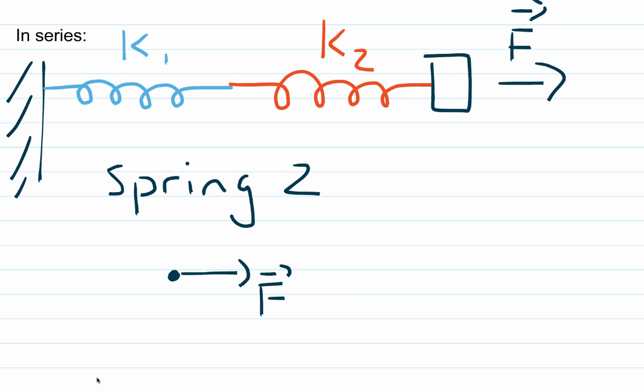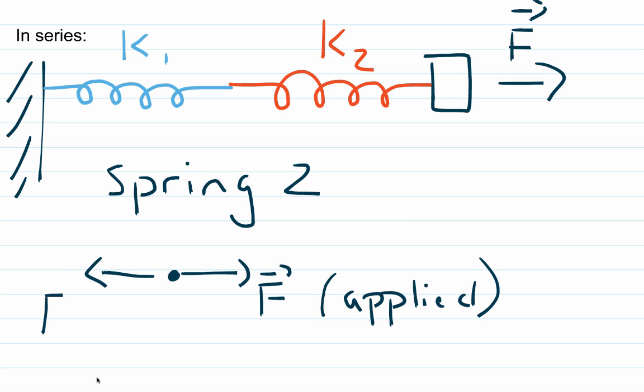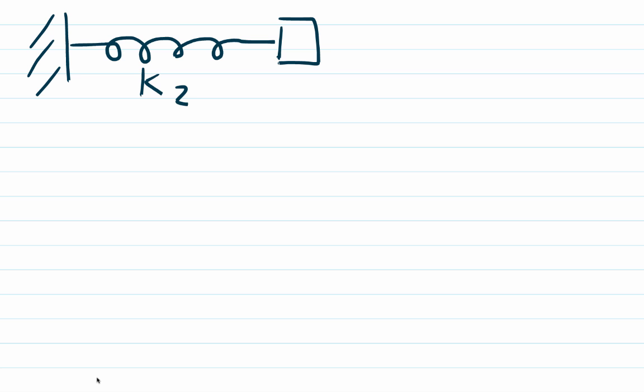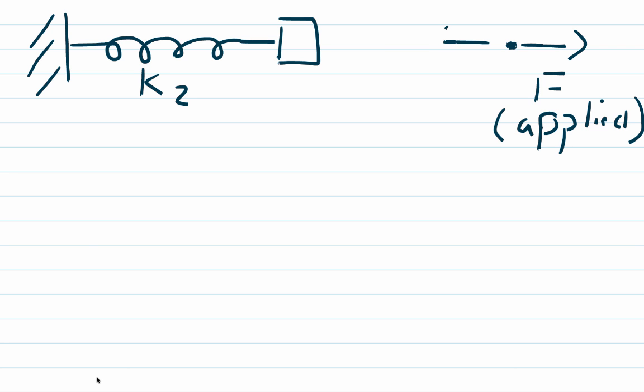For spring 2, there's a force to the right, which is the applied force on the mass to start the oscillation, and an equal but opposite force to the left. That's the force on spring 2 due to spring 1. Now this is not really that different from having a single spring with spring constant K2 attached to the wall on the mass. In that example, we would have the applied force to the right, and then an equal and opposite force to the left. In this case would be the wall.